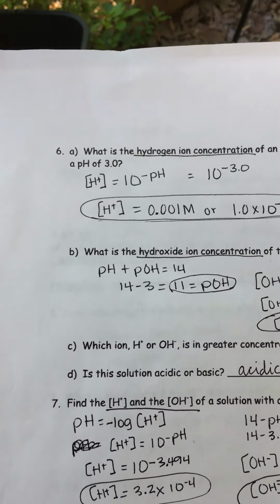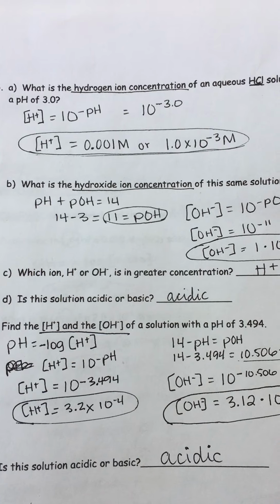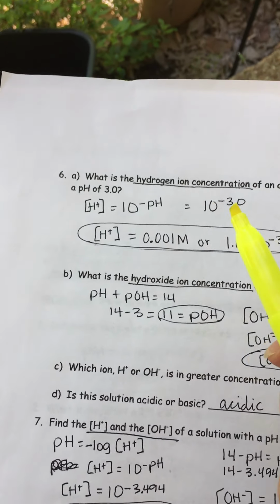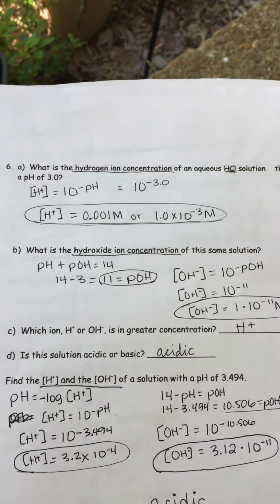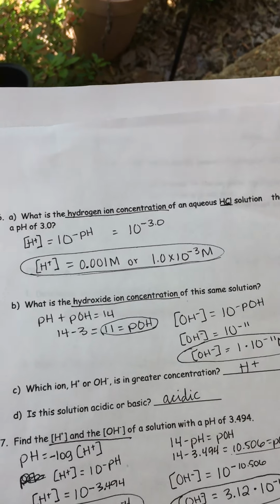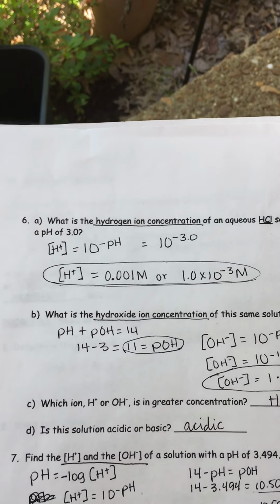Number 6 and 7. Most of you did really well on this. So let's run through it, just to make sure for any little mistakes we might have made. It says find the hydrogen ion concentration in an HCl solution with a pH of 3.0. So remember, for these we're working backwards.